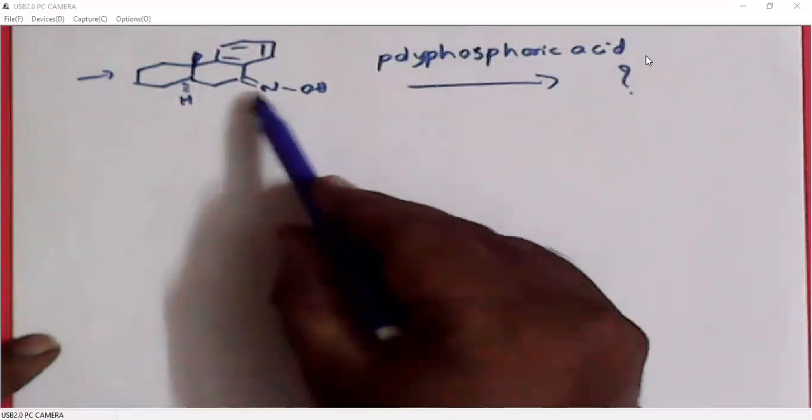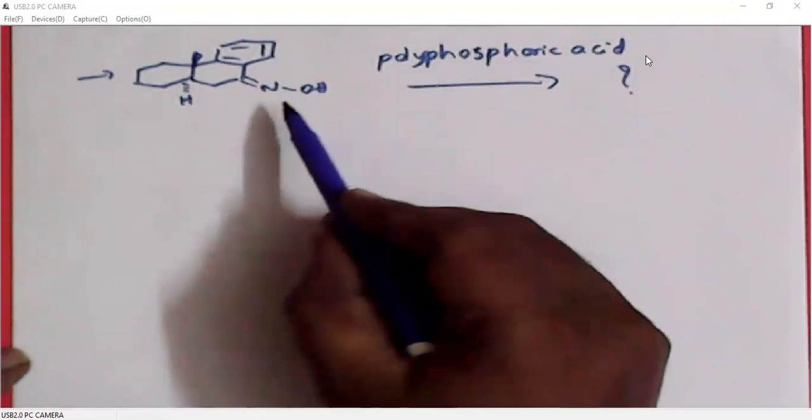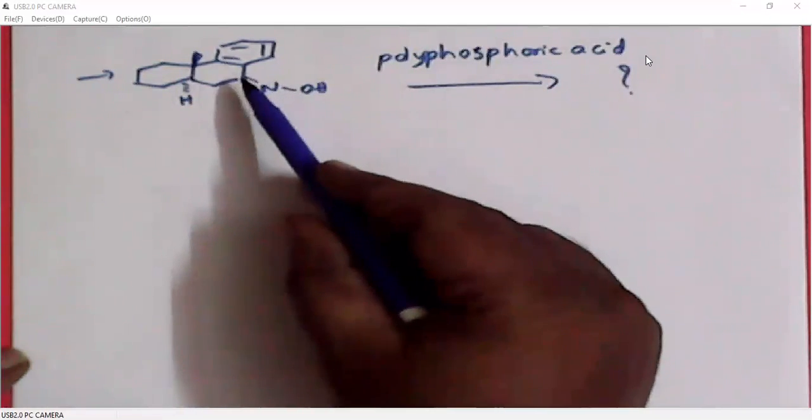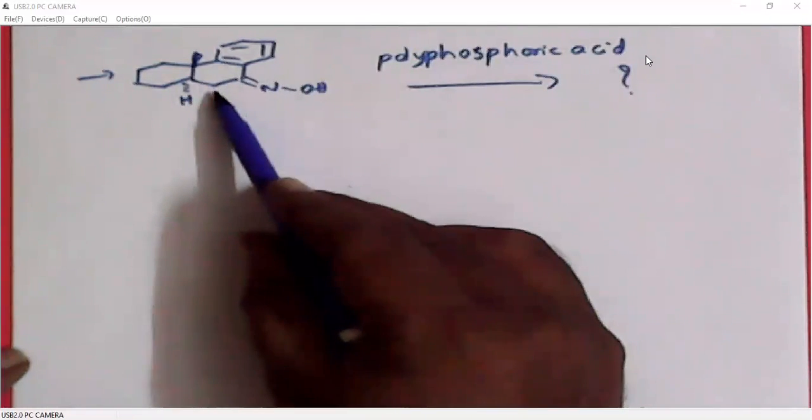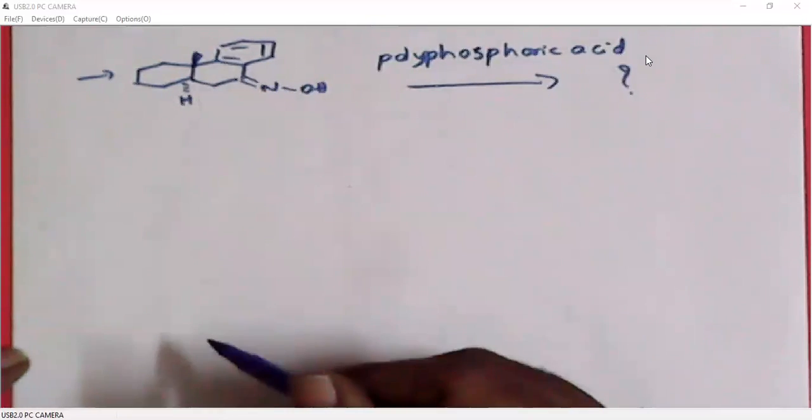In this case, again, stereochemistry of OH is not clear. So in this case, phenyl group undergoes migration compared to this alkyl group. So migrate phenyl group, you write the product.